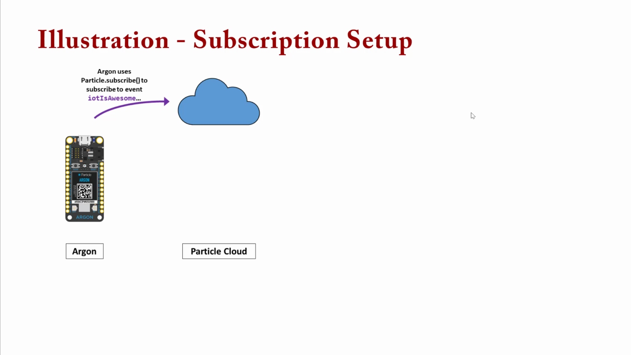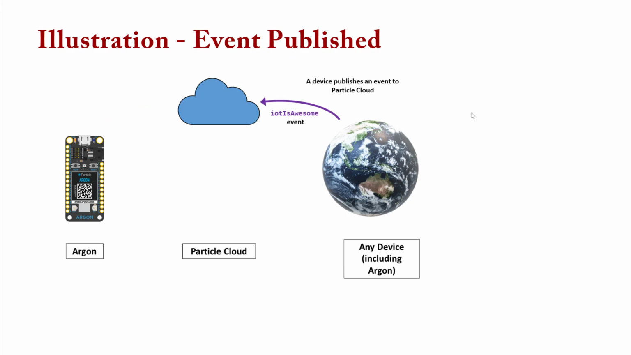So let's look at this in visual form, if that helps you a little bit more. Again, the Argon says to the cloud, I'd like to be notified when the IoT is awesome event is published. By the way, when it's published, I'm going to use this function that I just created called awesome handler, and that's going to get called. Okay. Some time passes. Somewhere in the world, someone publishes an event to the cloud called IoT is awesome.